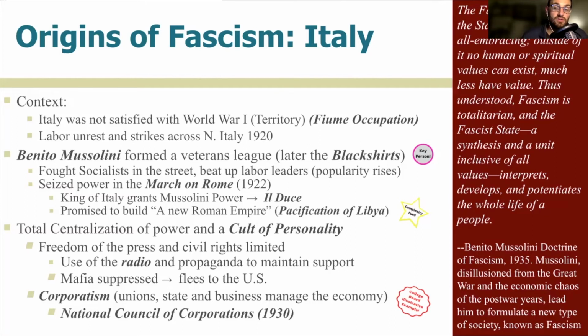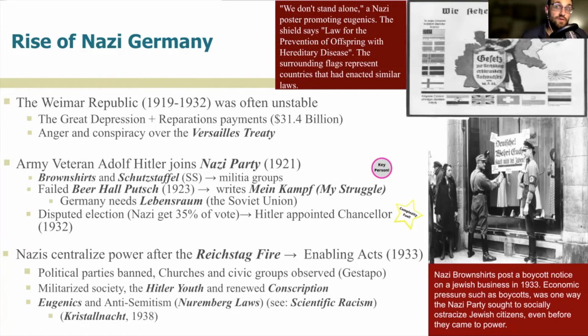While Benito Mussolini might have been the first fascist, he's certainly not the most popular one. That title probably goes to Nazi Germany. It's much more well known. So as I mentioned earlier, the Weimar Republic, which was the democracy that succeeded the German Empire after World War I, was very unstable. On top of the Great Depression and the reparations payment they were required to make for losing World War I, which came out to about $31.4 billion, which is a lot of money back then, there was a lot of anger and conspiracy over the Treaty of Versailles.